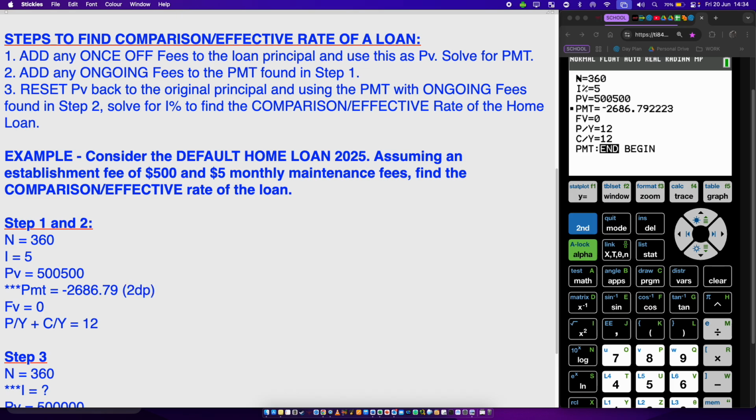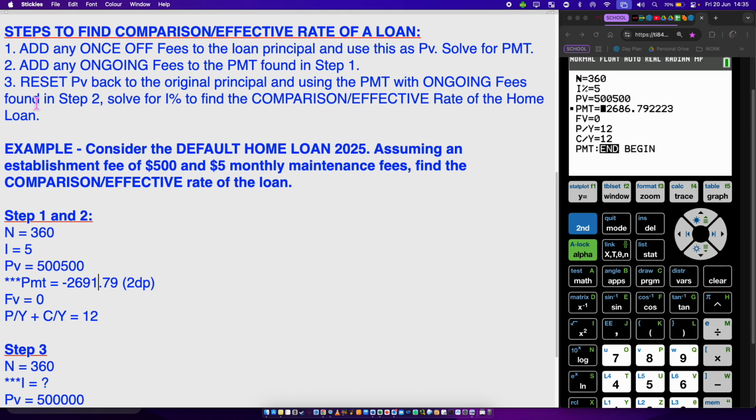But that's not the end of it. Because what am I paying on an ongoing basis? I've dealt with the 500 now. What else is ongoing? What's happening every month? Yep. You're chipping in an extra $5. So what would this be if it was $5 more? 2,691.79. So see what this PMT is now? It's larger because of the extra 500 once off, and it's larger because of the extra $5 every month.